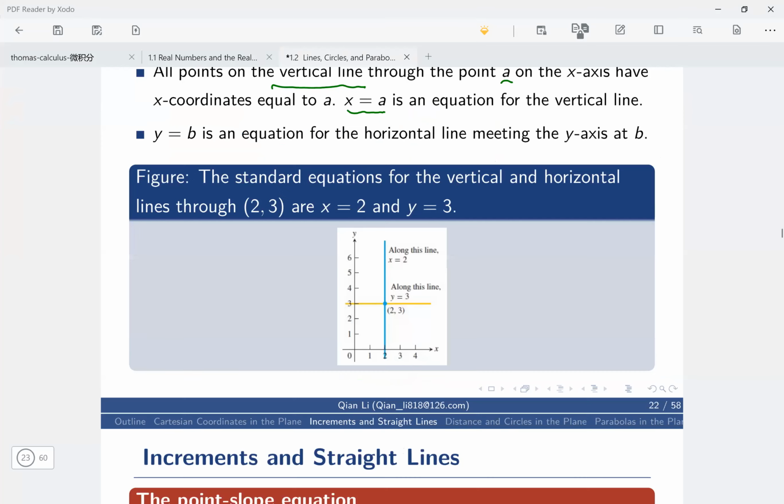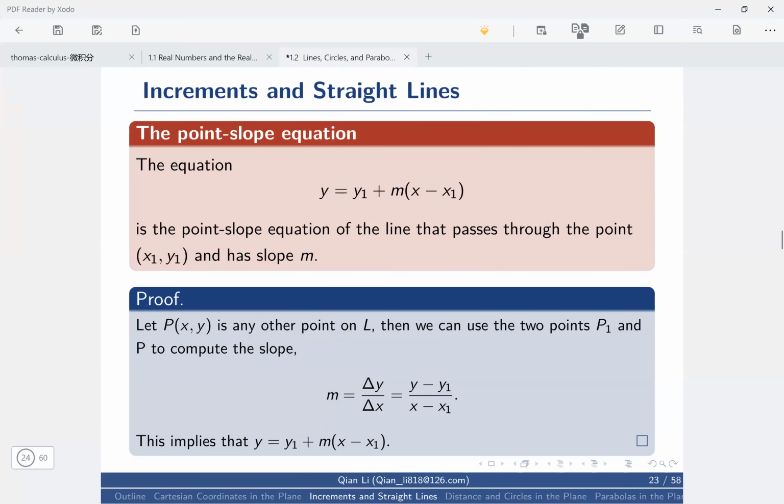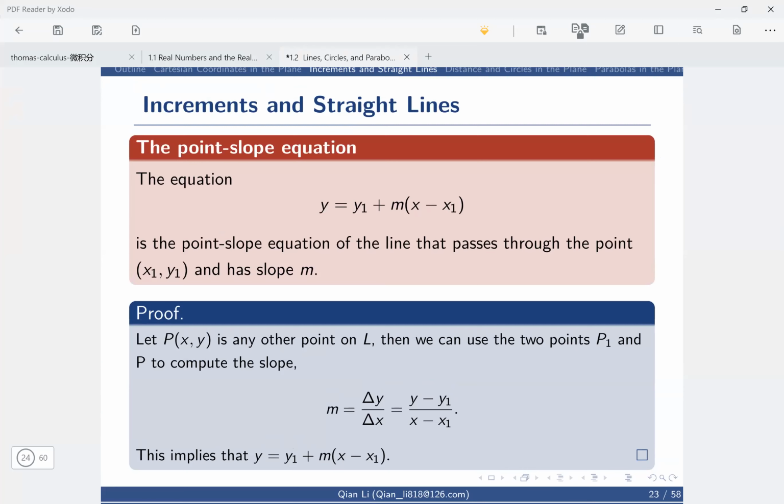Okay, let's study the following. Next, we will study the equation of non-vertical and non-horizontal lines in the plane. The first equation of non-vertical and non-horizontal lines in the plane is the point-slope equation. This equation is called the point-slope equation.